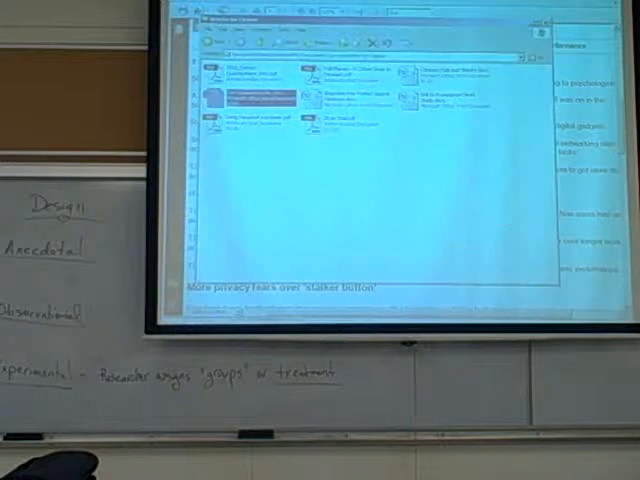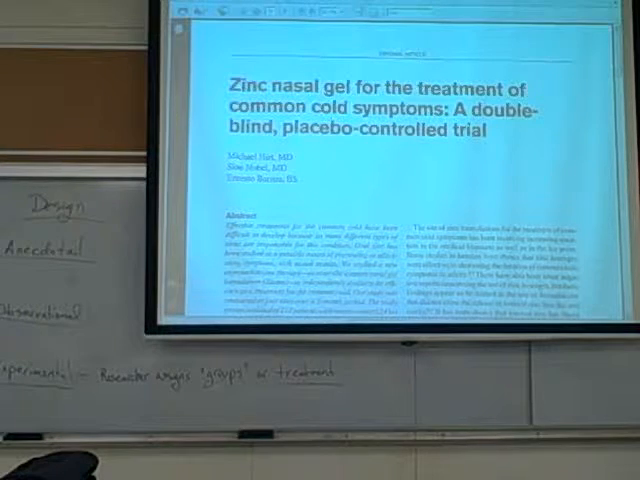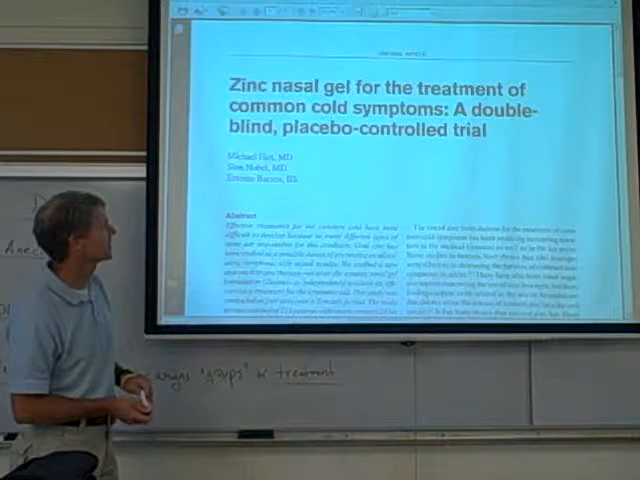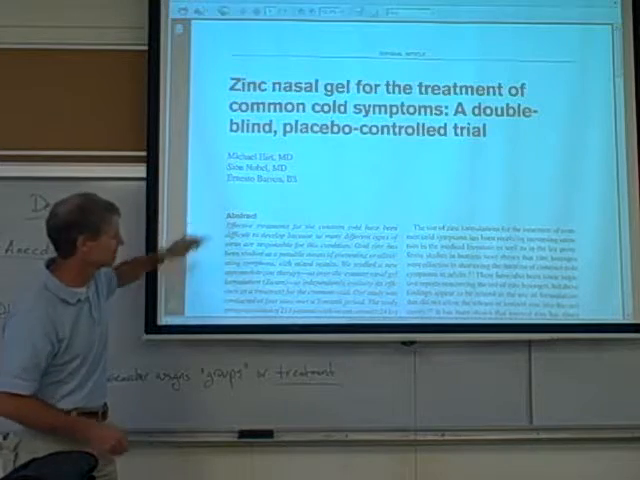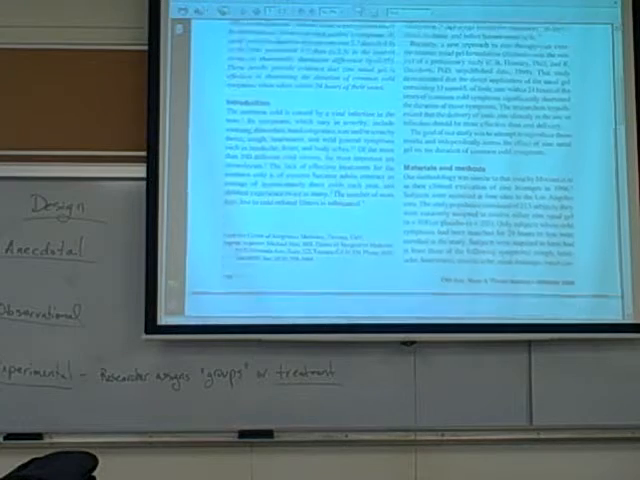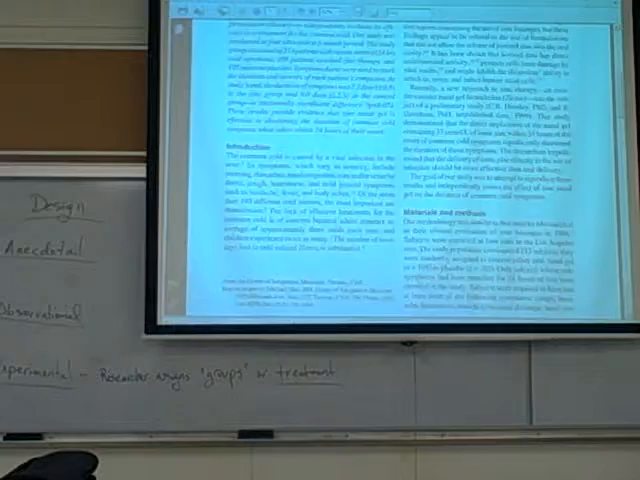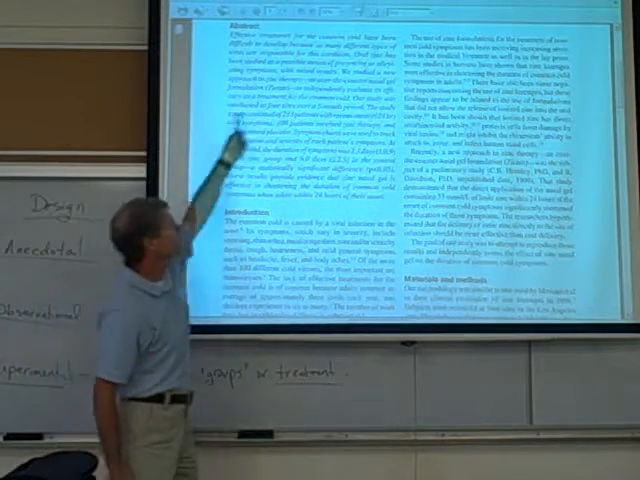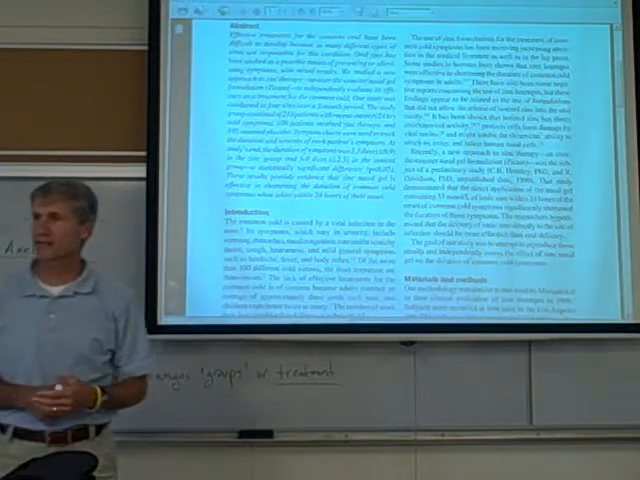Let's do this one. Zinc nasal gel for the treatment of common cold symptoms, a double-blind, placebo-controlled trial. Here's the abstract. This is from a scientific journal. I don't remember which journal right off the top of my head, but it's probably down at the bottom. Yeah, Ear, Nose, and Throat Journal. It's kind of hard to read because it's not a real clean copy, but a lot of times they'll tell you enough information in the abstract to know what the design of this study was.